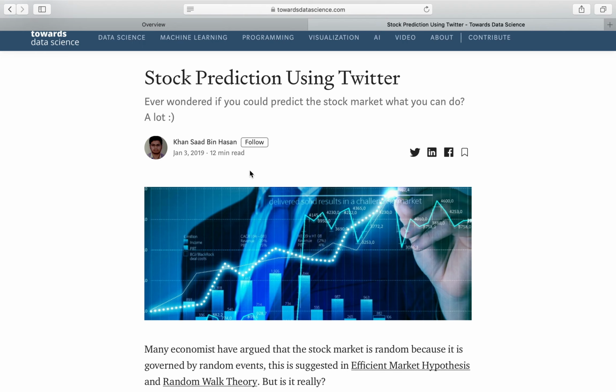Ever since I read this article, I've just been wondering, is it actually possible to predict stocks using Twitter? And that's why I just had to find out for myself. So let's go.